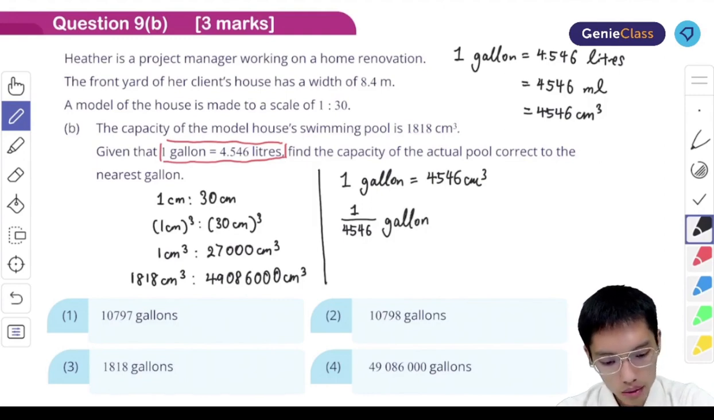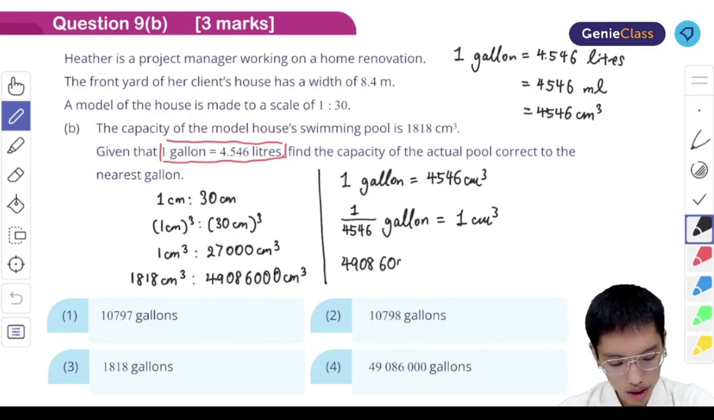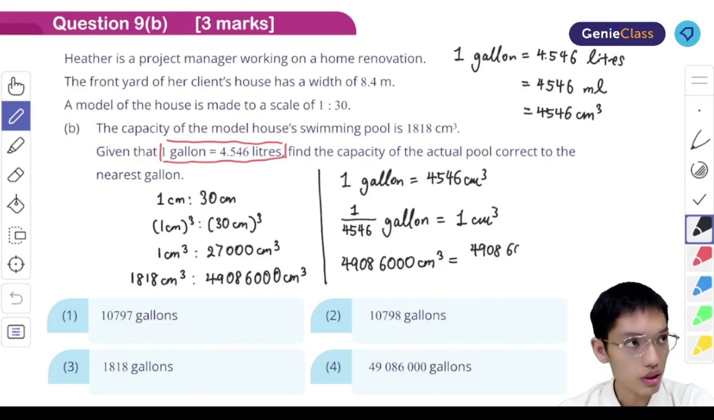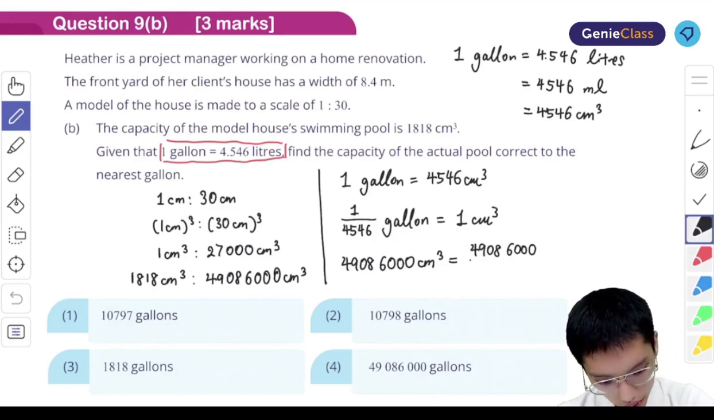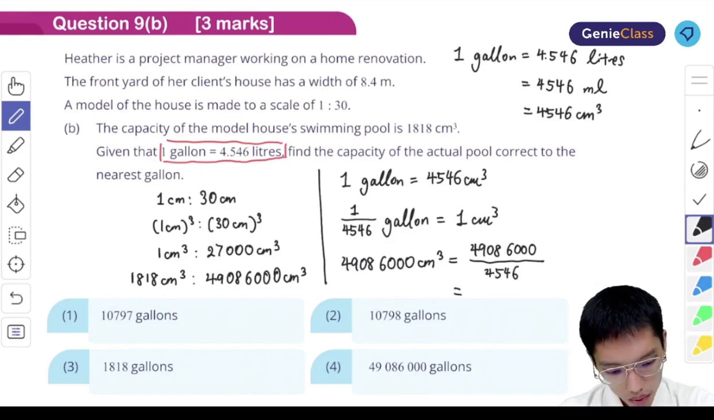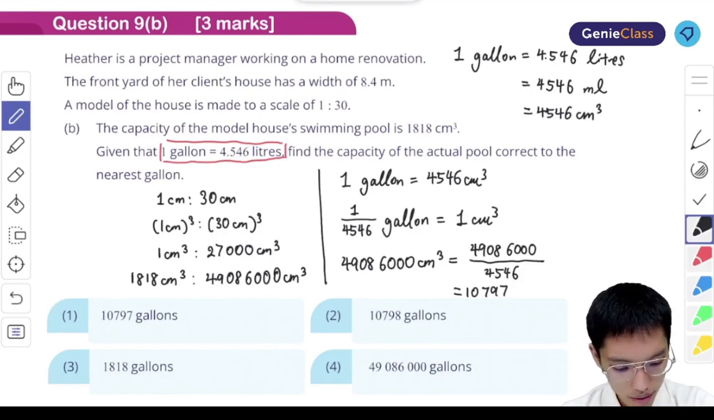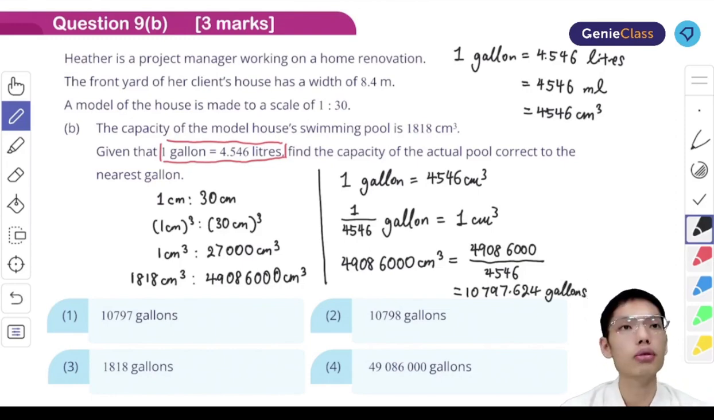Again, we want to know how much 1 cm cube is because we are given the units in terms of cm cube, but we want it in gallons. So that's where we have to do these conversions down here to give me 4546, and this is equals to 1079. Sorry for that, 1079, 7.624 gallons. But take note they want to the nearest gallon, so remember to do your rounding carefully.